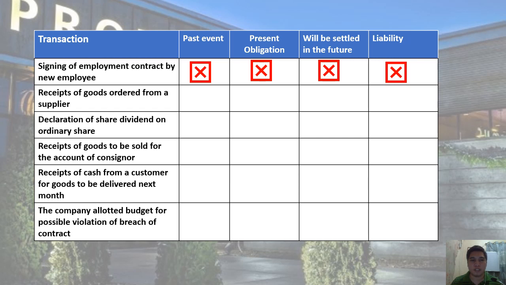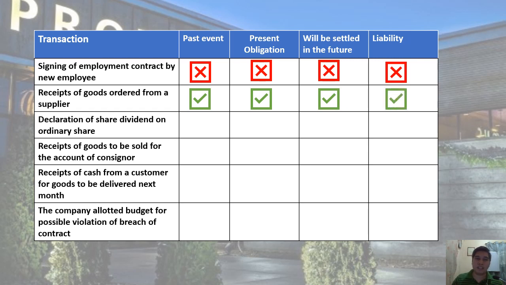Second transaction, receipt of goods ordered from a supplier. As you can see, the goods were already received. Since the goods were already received, that is a past event, so yes is our answer there. Since the goods were already received, do we have a present obligation? The answer is yes. We already have an obligation to pay our seller since the risk and reward were already transferred to us as a buyer. Then, do you think it will be settled in the future? The answer is definitely yes. Since all the elements are present, then a liability must be recognized.